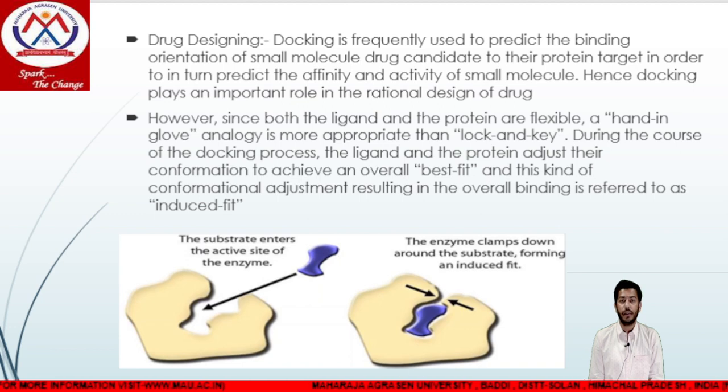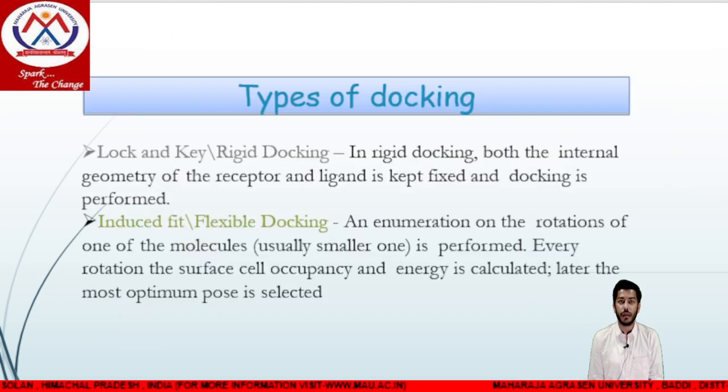In the lock and key, a particular key is formed for a particular lock, just as the ligand is made for the receptor of the protein. During the docking process, the ligand and the protein adjust their conformation to achieve an overall best fit, and this kind of conformation adjustment resulting in the overall binding is referred to as an induced fit. Now, what are the types of docking?